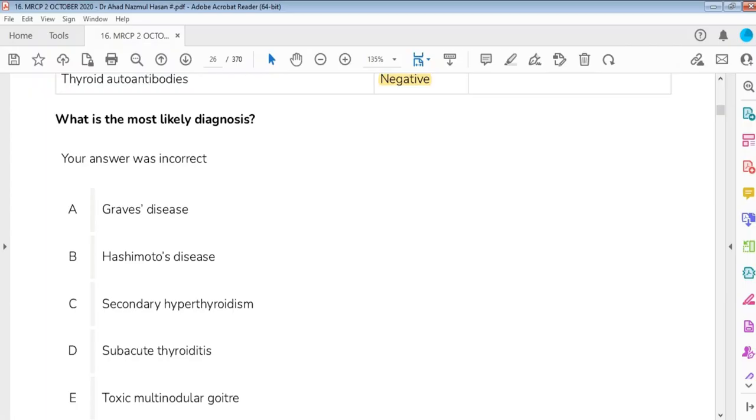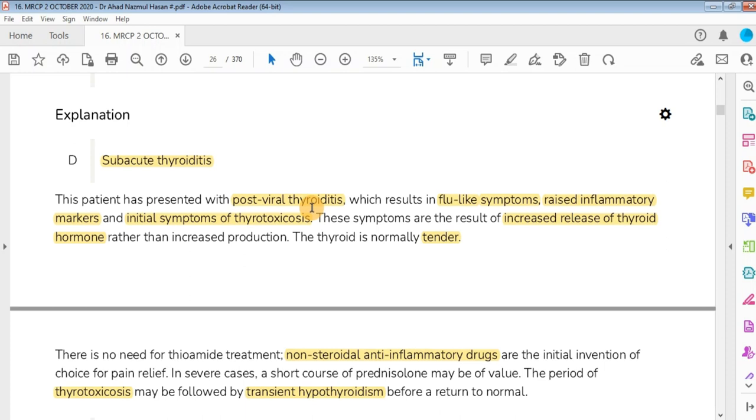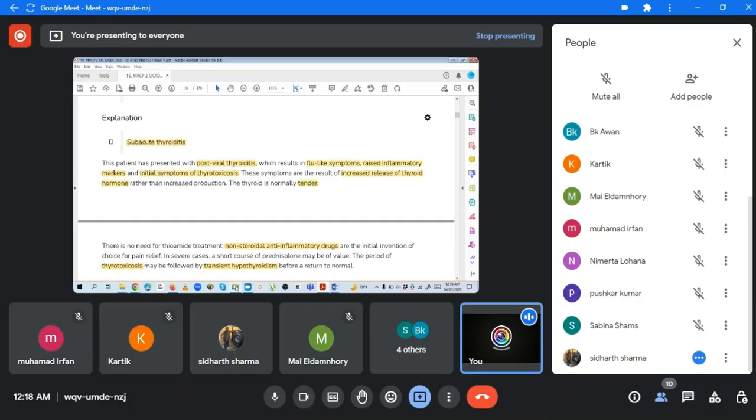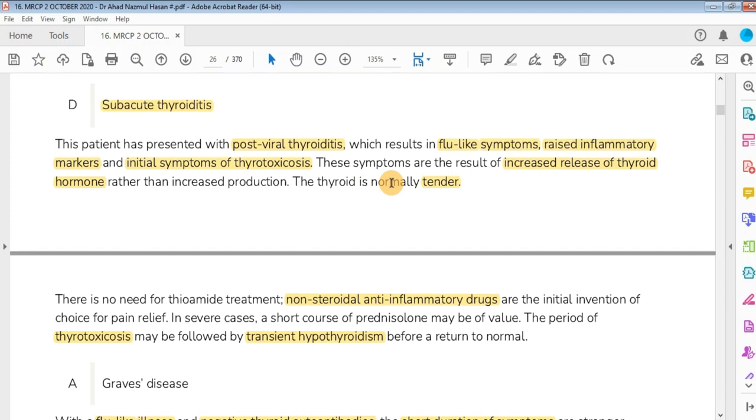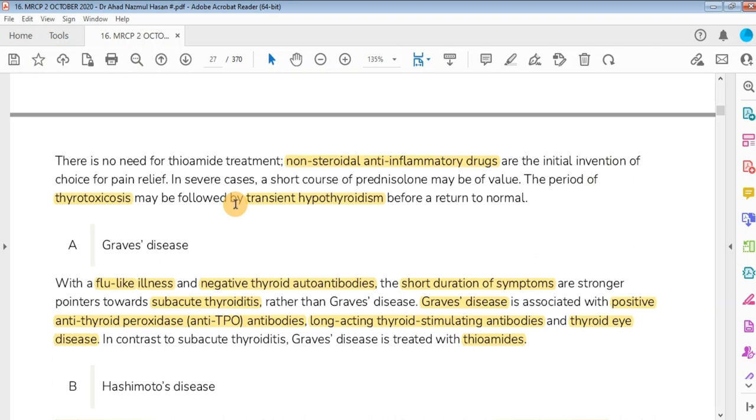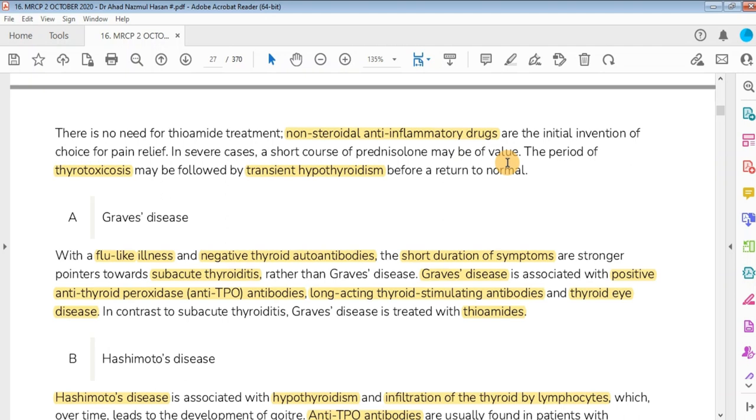This patient has presented with post-viral thyroiditis, which results in flu-like symptoms, raised inflammatory markers, and initial symptoms of thyrotoxicosis. These symptoms are the result of increased release of thyroid hormone rather than increased production. The thyroid is normally tender. There is no need for thioamide treatment. NSAIDs are the initial intervention of choice for pain relief. In severe cases, a short course of prednisolone may be of value. The period of thyrotoxicosis may be followed by transient hypothyroidism before a return to normal.